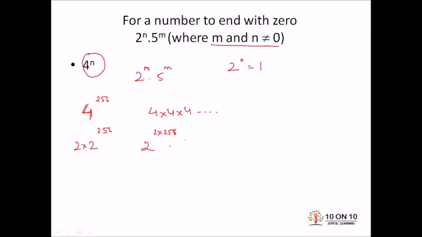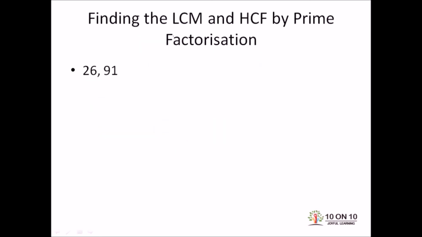This is as simple as that. Now let's find out the LCM and HCF by prime factorization. What exactly do you understand by LCM and HCF? LCM is the least common multiple. LCM is the multiple. It has to be bigger than these two numbers.